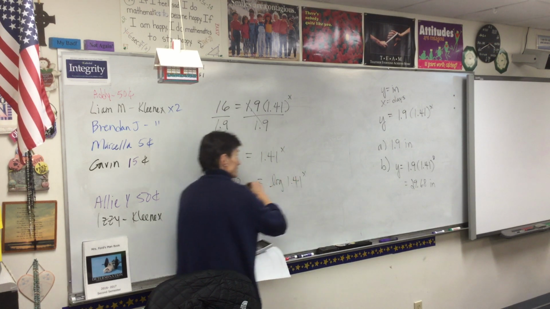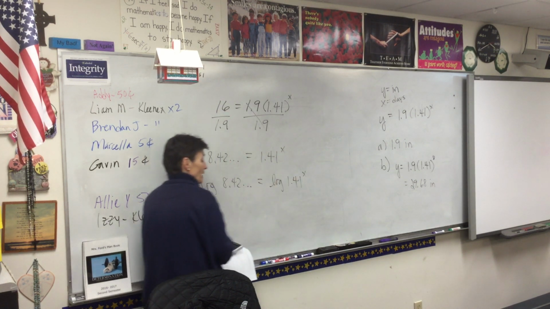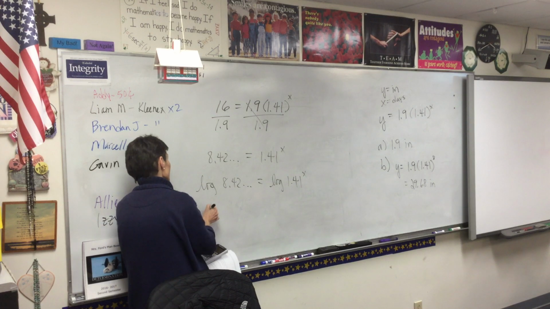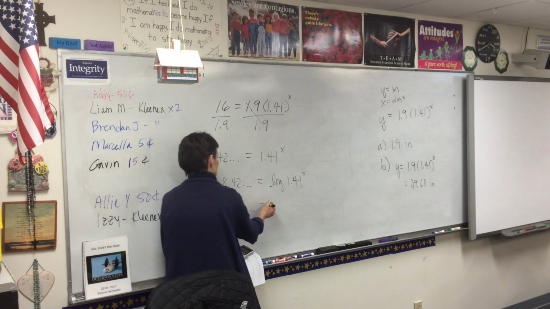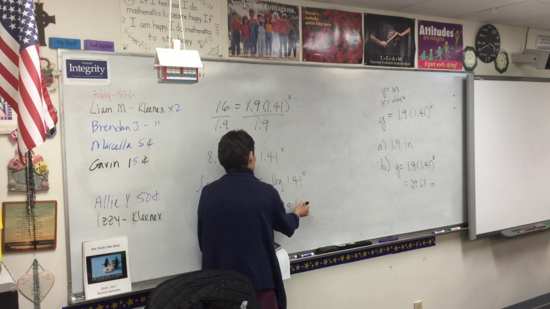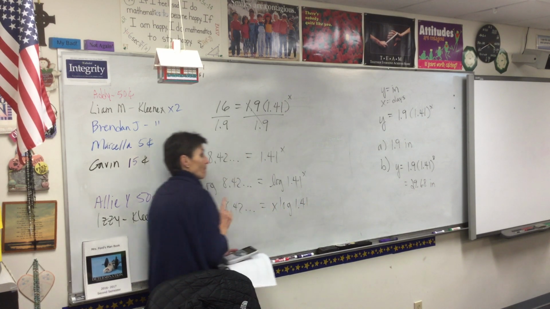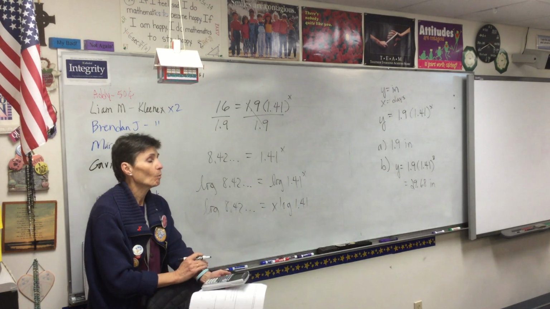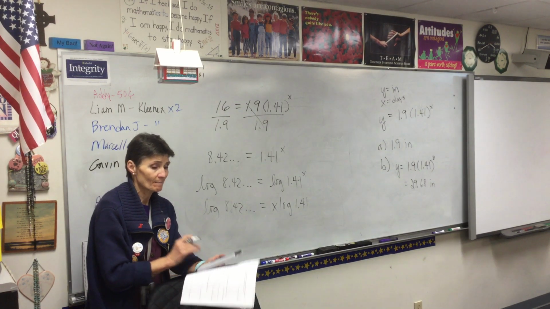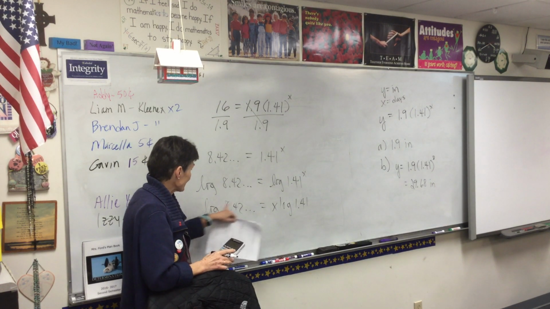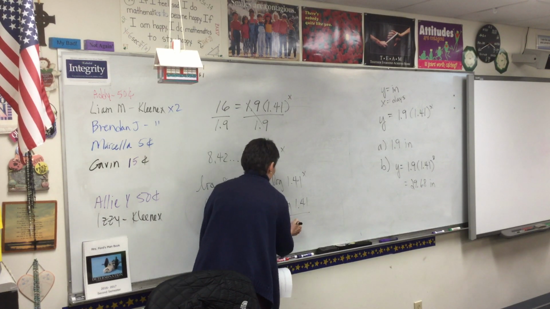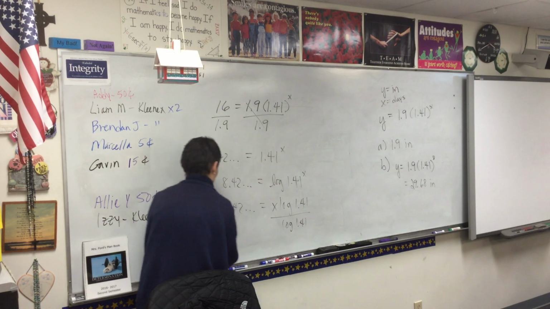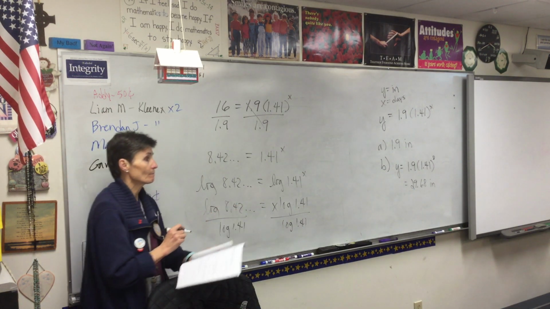And what's going to happen to that x when I do that? It comes out in front of this logarithm right here. So to get x by itself, to figure out what x is, don't I just need to take this guy and divide him by the log of 1.41? Isn't that how I'm going to get my answer?